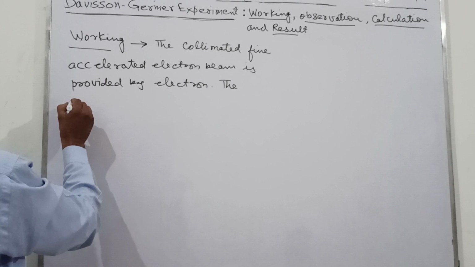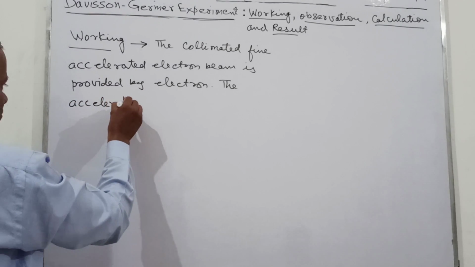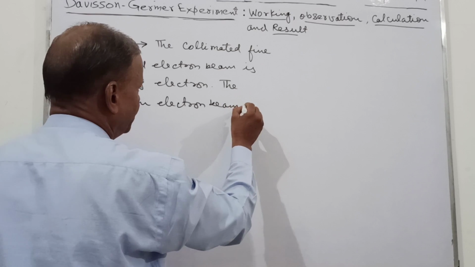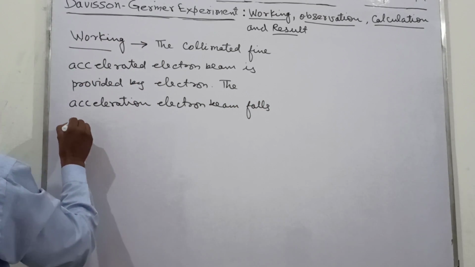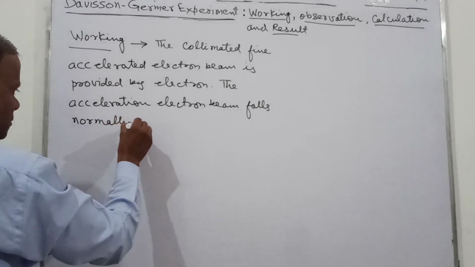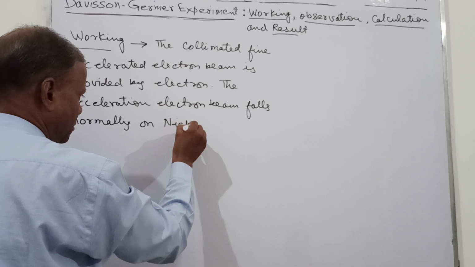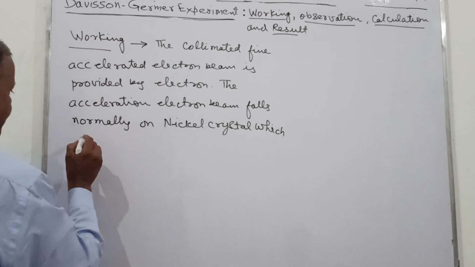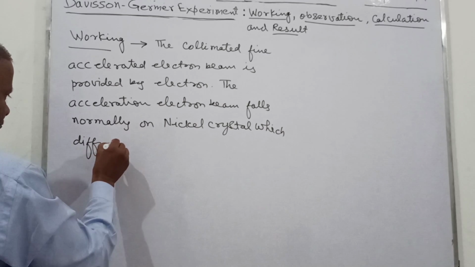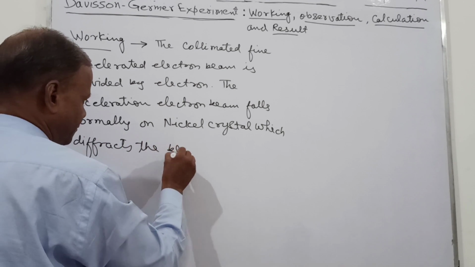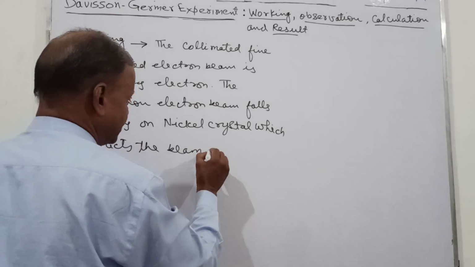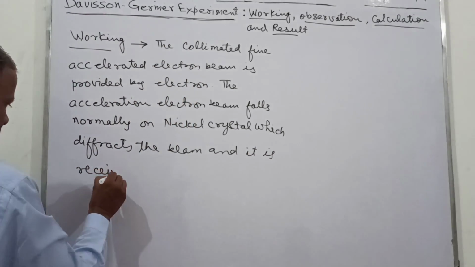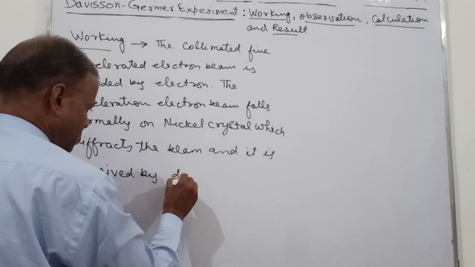The accelerated electron beam falls normally on the nickel crystal, which diffracts the beam, and it is received by the detector.